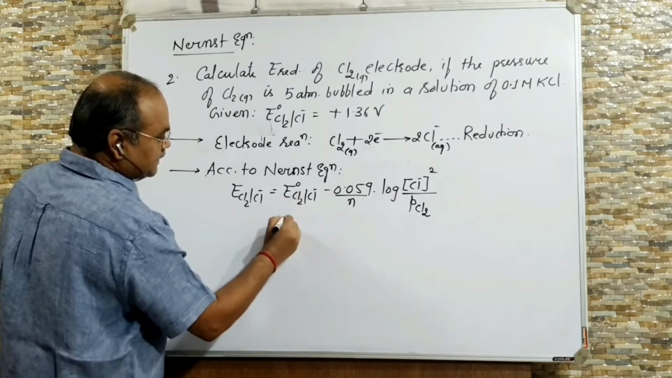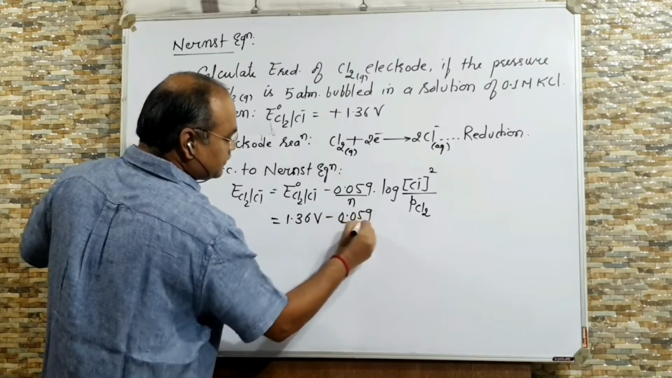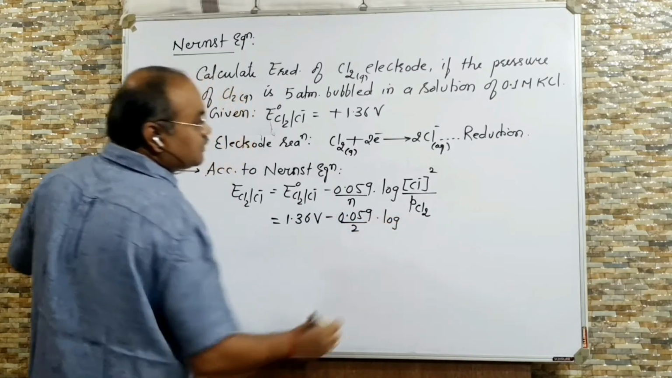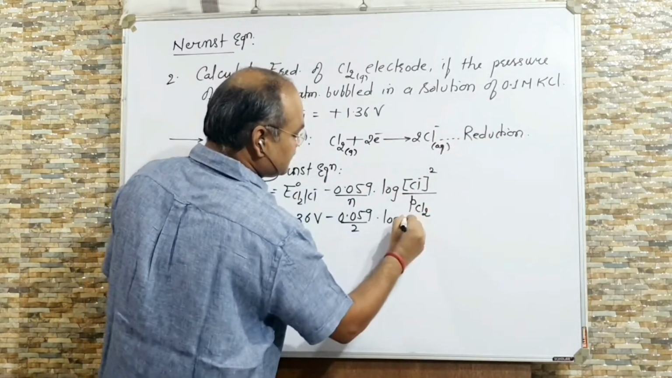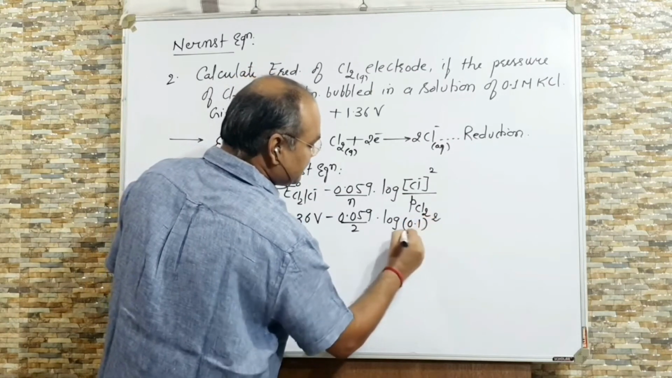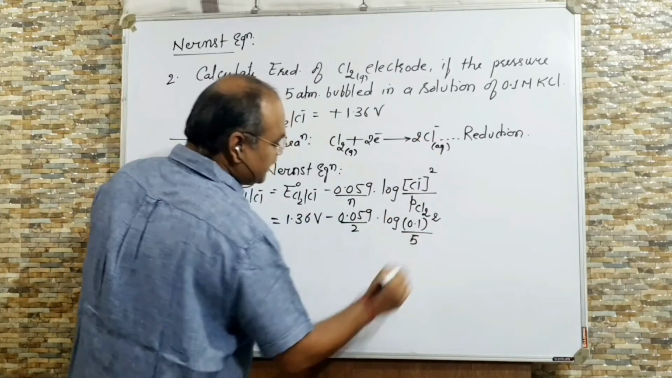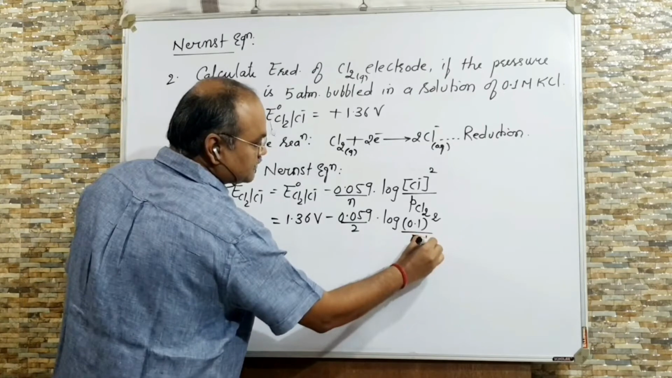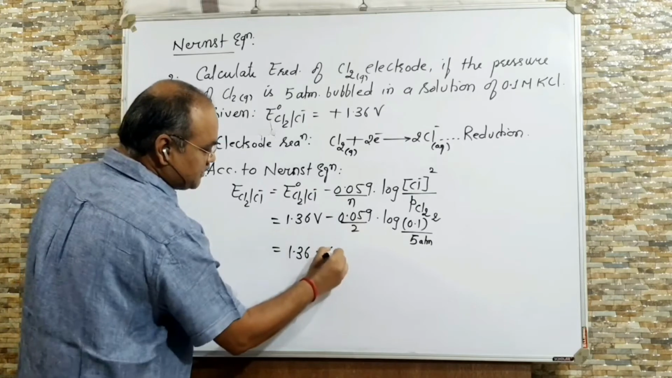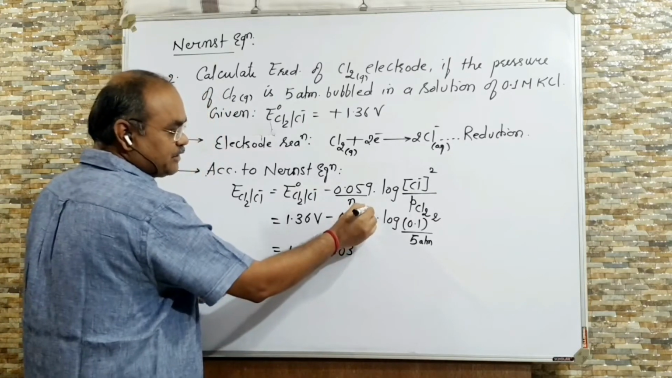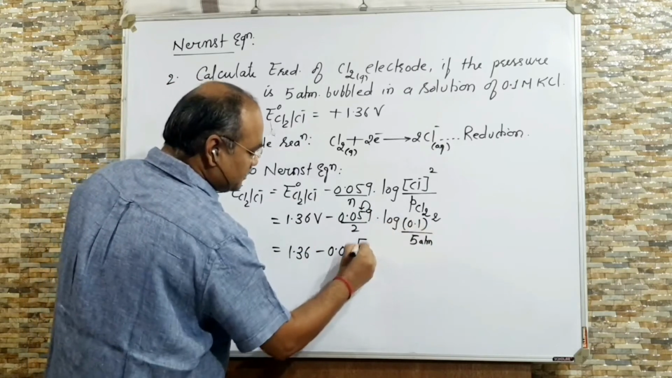So now this value is given, 1.36 volt minus 0.059 by 2 log of concentration of Cl minus. In KCl it will be 0.1. So I will write here 0.1 whole square divided by pressure of Cl2. Pressure of Cl2 is given 5 atm. Right? So now you can put this value in. 1.36 volt minus this will be 0.03, because if you carry on 1, it will be 0.06 divided by 2, 0.03. Now you have to take a log of this.